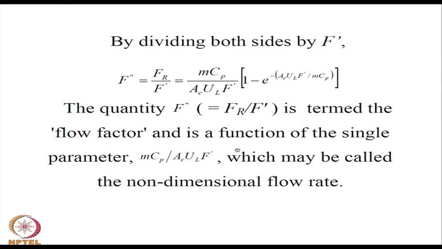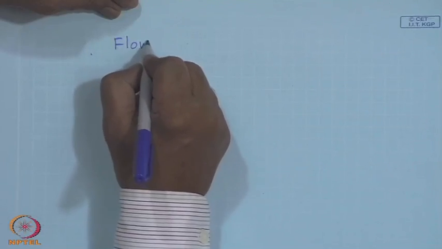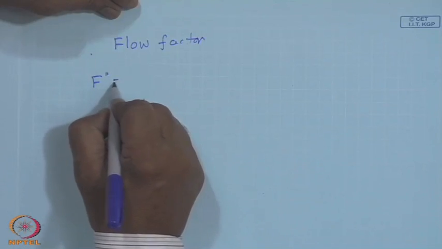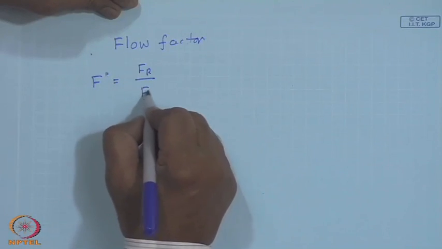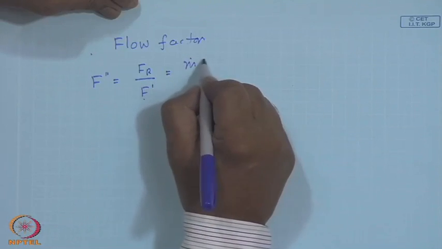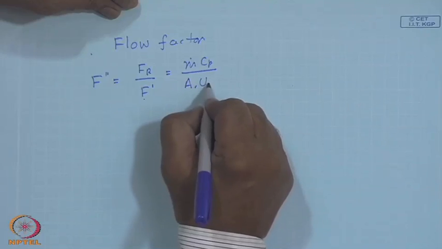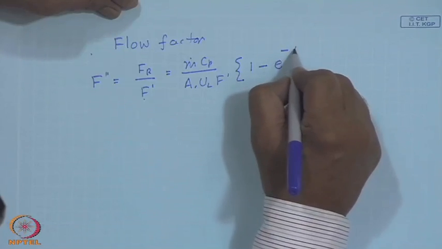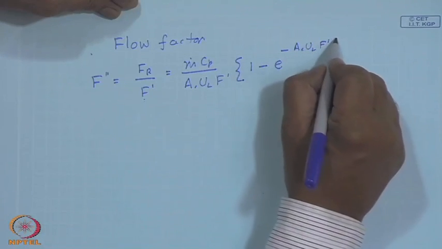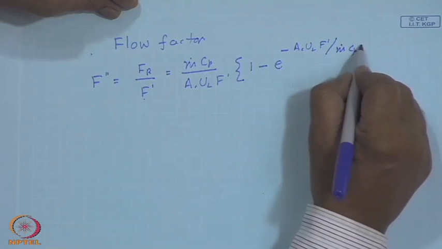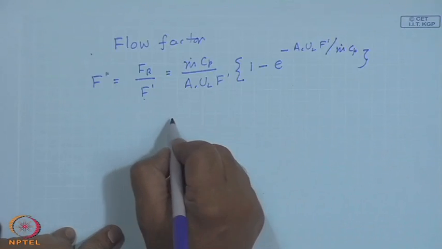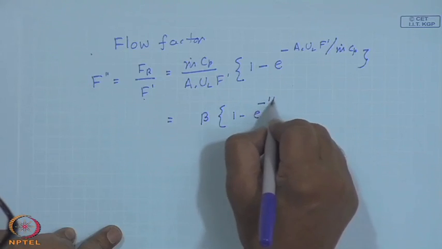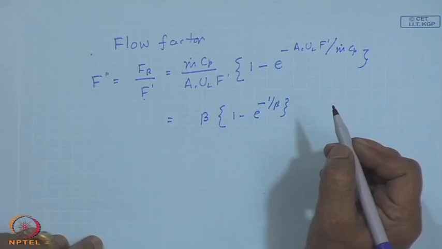Now, people have introduced another factor, the flow factor, which is F double prime equal to F r divided by F dash, which will be m dot C p by A C U L F dash times 1 minus e to the power minus A C U L F dash by m dot C p. So, if you look at this, this is nothing but some sort of a beta times 1 minus e to the power minus 1 by beta. So, obviously, this should be a non-dimensional quantity.